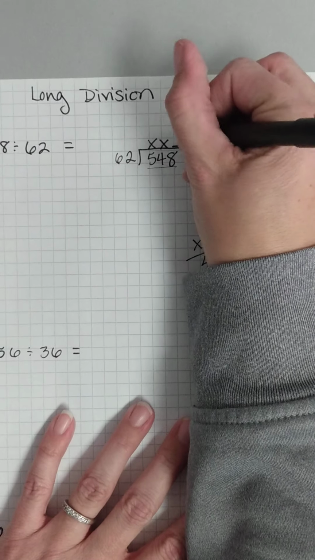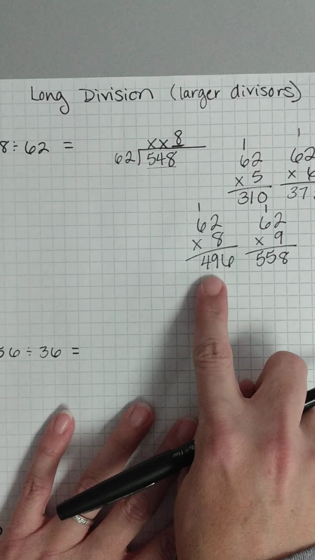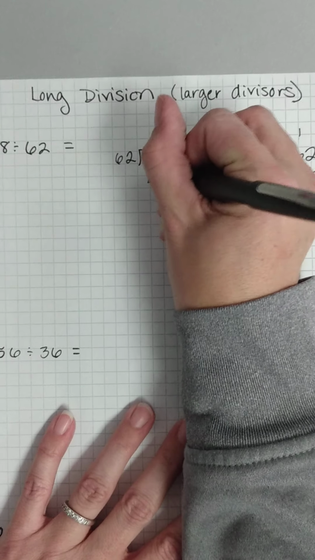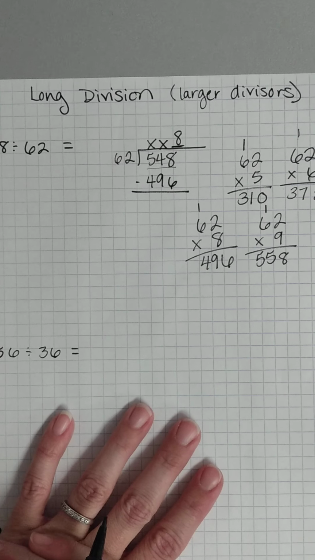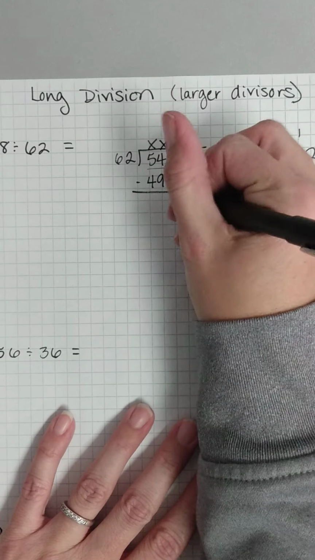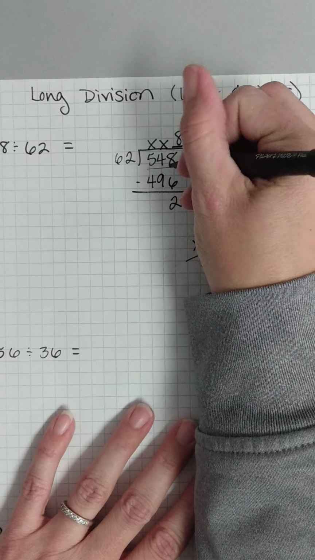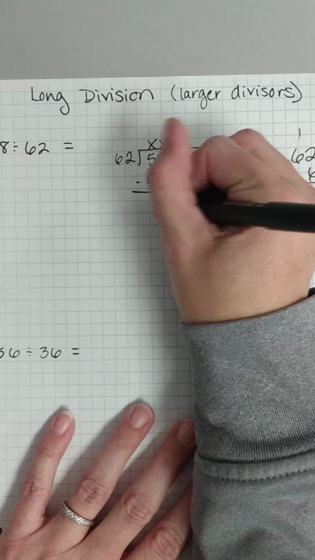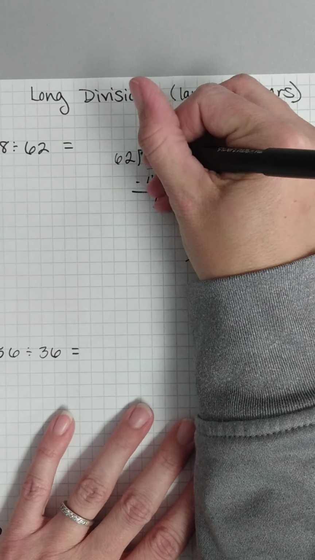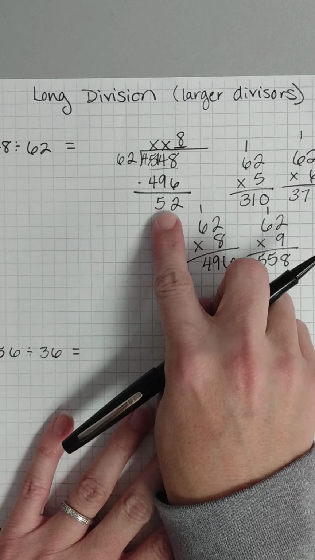So remember that I mark my 8 up top. I multiply 8 times 62 is 496, lining up my place values. Now I'm ready to subtract. 8 minus 6 is 2, excuse me. And then you can regroup here, or you can think about 54 minus 49, and that's going to be 5. Here's regrouping if you need to see that. So I'm left with 52.